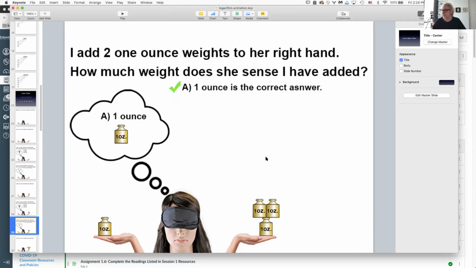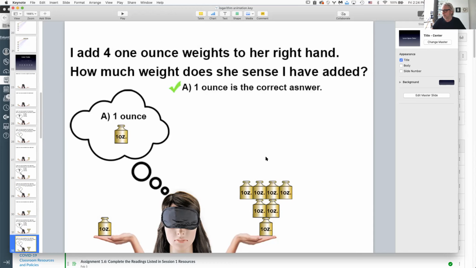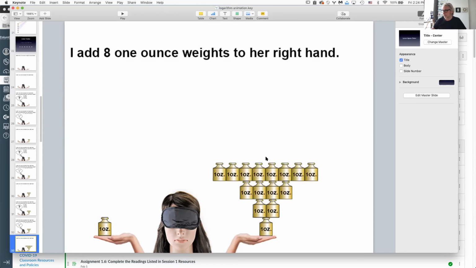And this continues to happen. Here, 1, 2, 3, 4, 5, 6, 7, 8. I've added half a pound right here. At this stage of the game, she feels like I have only added 1 more ounce. She sees all of this as being the same as the original weight.